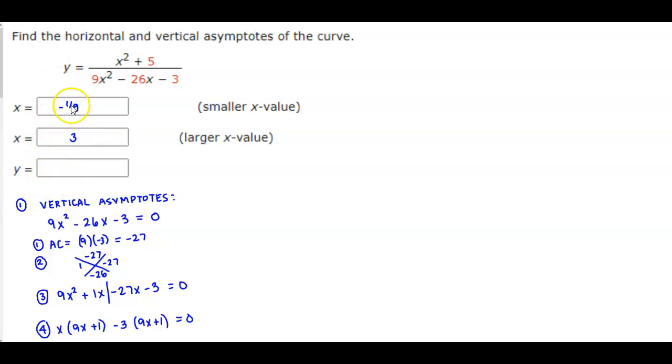Okay, now we need to find the horizontal asymptote. So how do we find the horizontal asymptote? Well, we need to find the limit of this function. So what we want to do is find the limit as x approaches infinity of the function x squared plus 5 divided by 9x squared minus 26x minus 3.